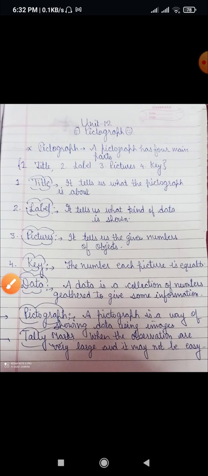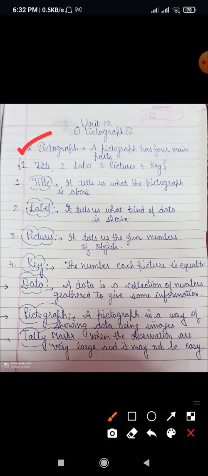Now again, pictograph. A pictograph has 4 main parts. Number 1 is title, then label, then pictures, and the key. Now I am going to explain to you what is title, what is label, pictures, and key.